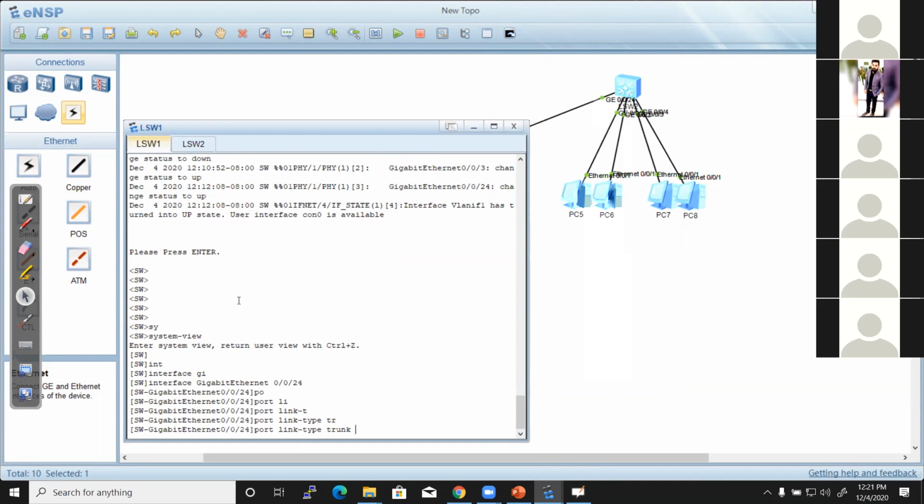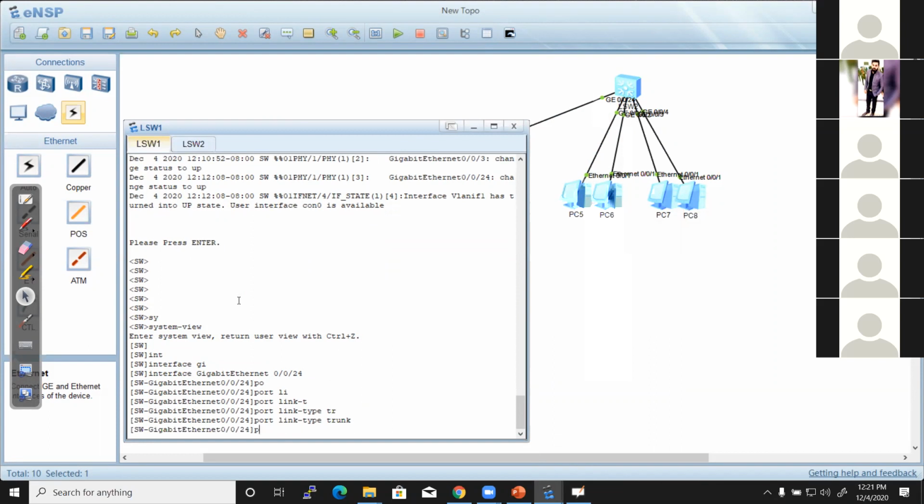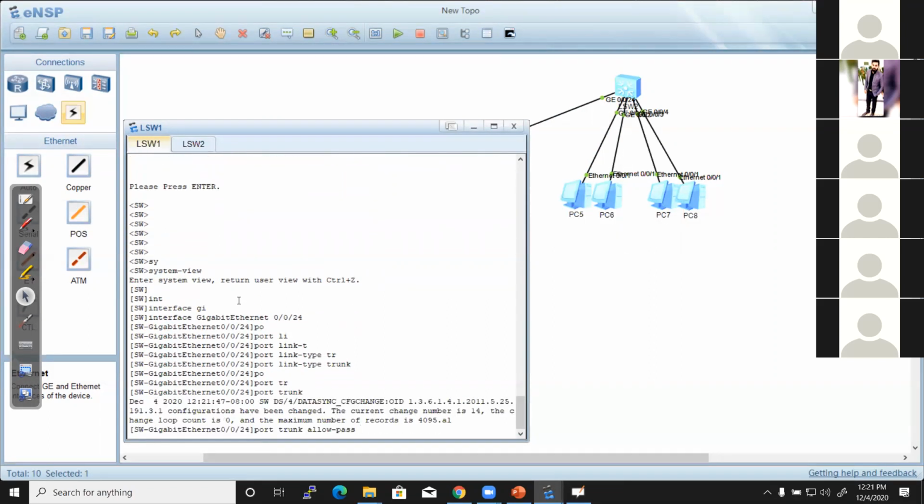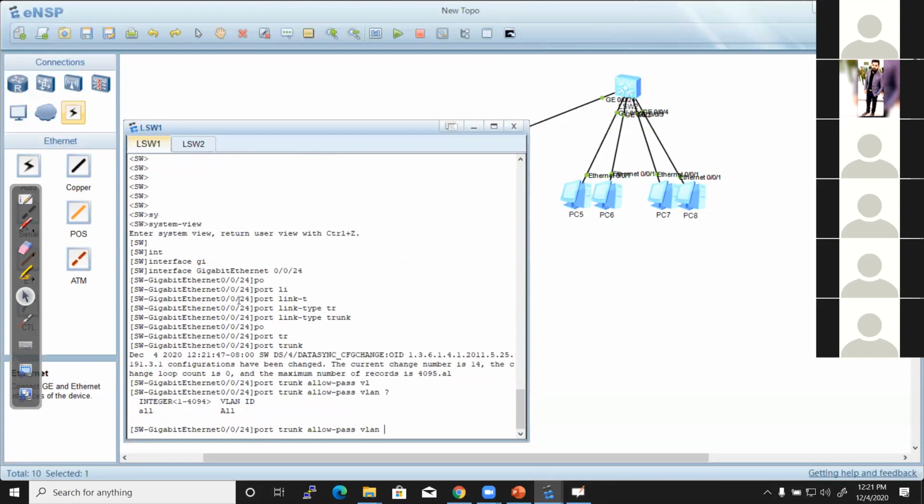Whenever you talk about the edges, you say this link type should be access. But whenever you talk about the non-edges, you need to set link type as trunk. And then you need to give the command port trunk allow-pass vlan, and let's check it. You can permit all VLANs, or you can permit specific VLANs.